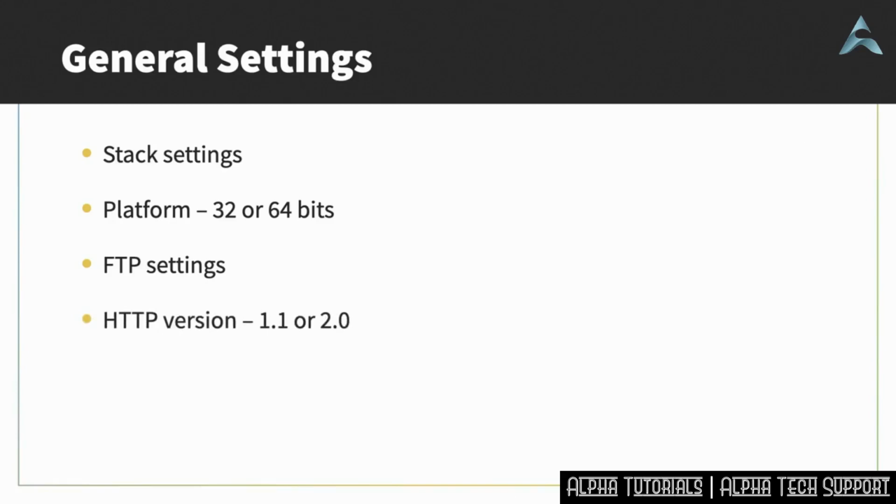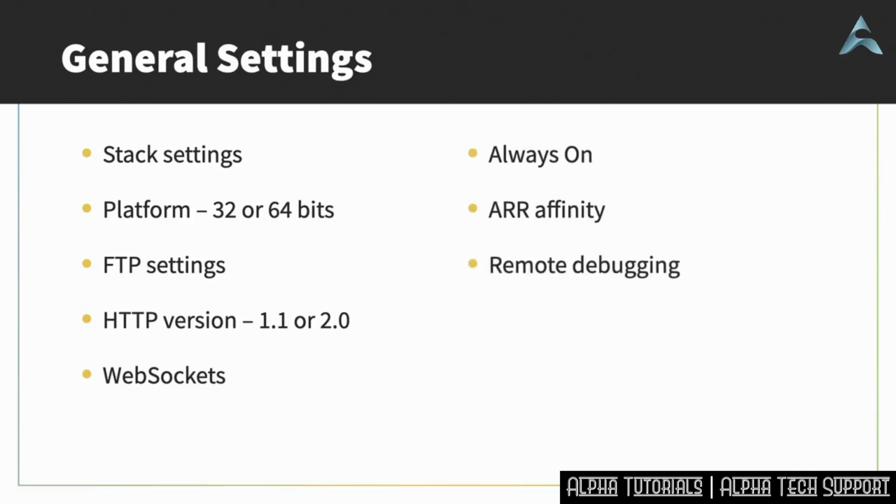HTTP version: do you want to support HTTP 2 on this? If your app can support this, great. And then other settings like: are you going to allow communications using WebSockets to this app? Does it make sense for you? Always on, ARR affinity, remote debugging. If you want to, from Visual Studio, do remote debugging directly into your app, do you want to allow this? For production applications, for sure not. But when you're developing something, that can be pretty useful. So this is just some of the things that we can work out under the general settings.